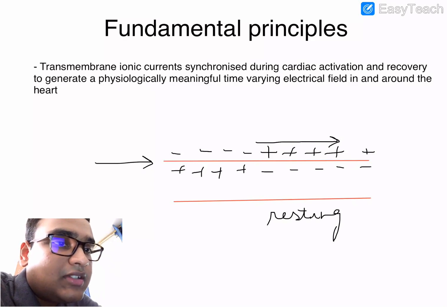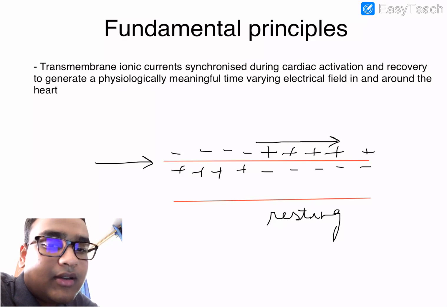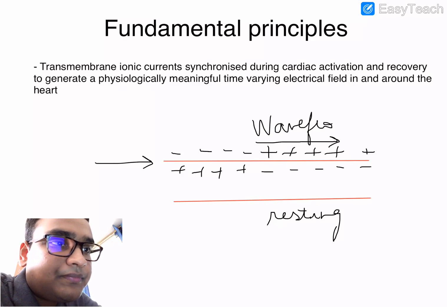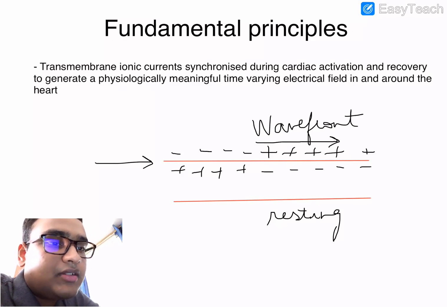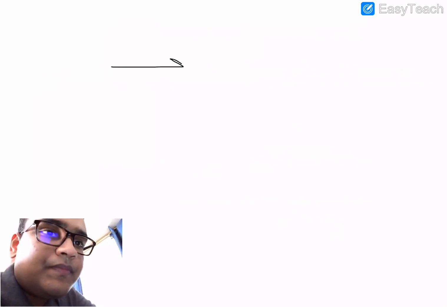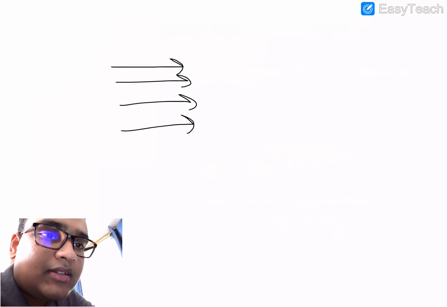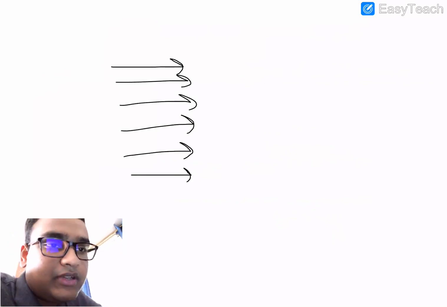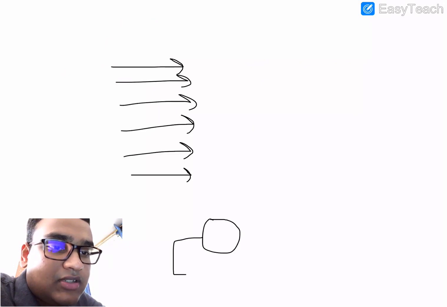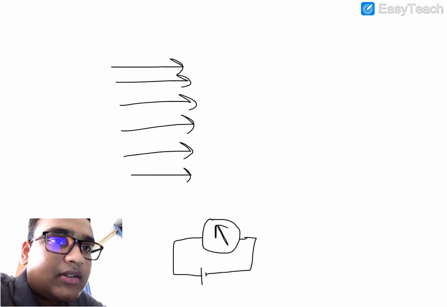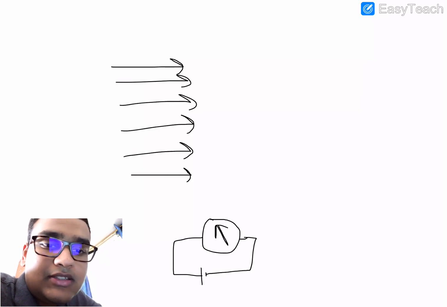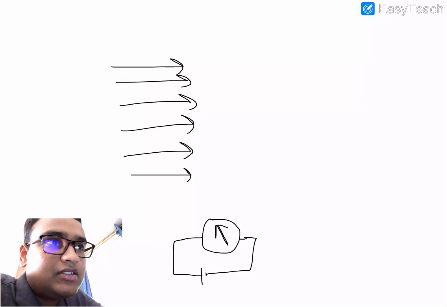When this progresses forwards, it creates an electrical current, and this electrical current which is created is known as a wave front. So this wave front which is generated for each muscle fiber is summed up, and this can be detected using a galvanometer, which is nothing but an instrument which detects electrical current. So with this galvanometer, this summation of all these transmembrane ionic currents can be depicted on an ECG paper. So this is the basic concept behind ECG.